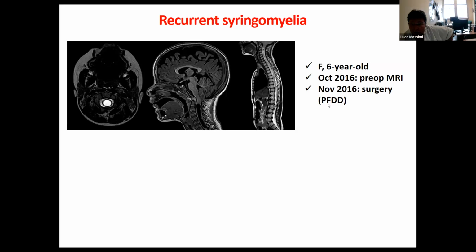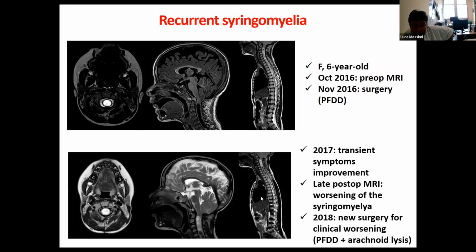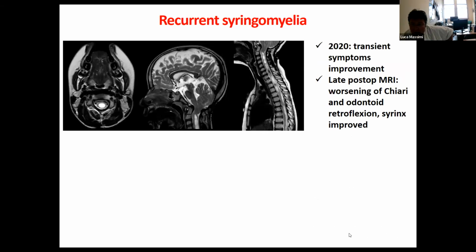A 6-year-old girl was treated for Chiari malformation and syringomyelia in 2016 by a bony decompression and duroplasty. She had a transient improvement of the symptoms, but then a worsening, also radiologically, with a significant recurrence of the syringomyelia. So in 2017, we went back for a new duroplasty and also arachnoid lysis. Once again, we had a transient improvement of the symptoms, but unfortunately she had a worsening of the Chiari malformation and also the odontoid retroflexion.